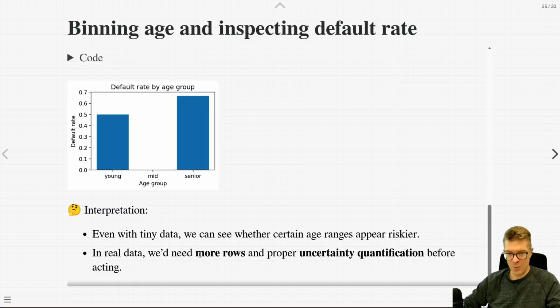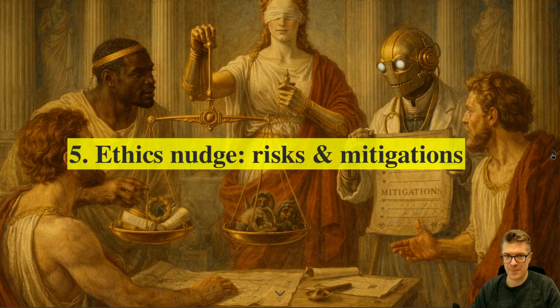In real data, we need more rows, many, many more rows ideally. And we need to have some measure of uncertainty. This is getting way ahead of ourselves, but it's one of the most fascinating things in data science, in information theory and machine learning, which is, can you actually measure how uncertain you are about your statistics? So we might come back to that later in this course. A little bit of ethics as usual.